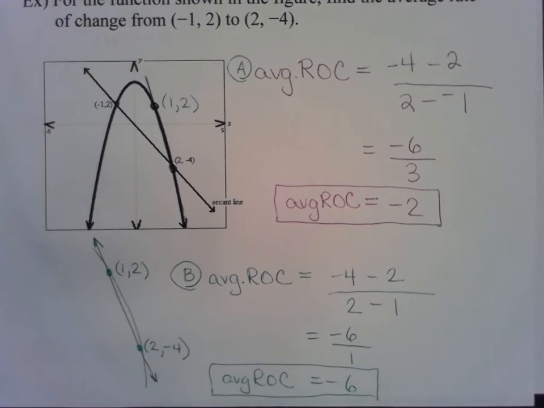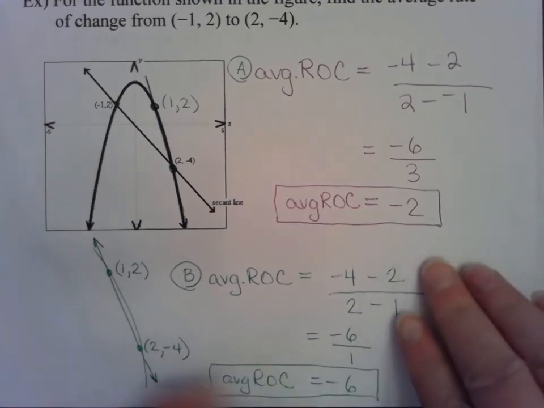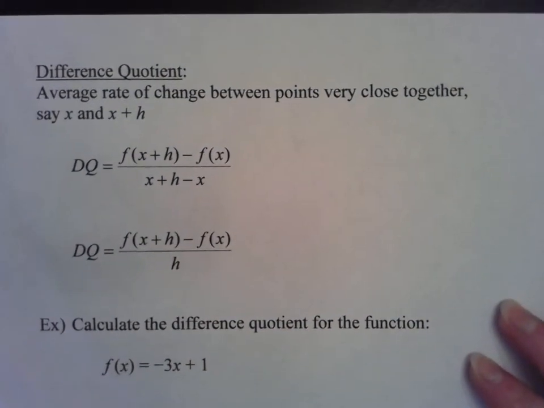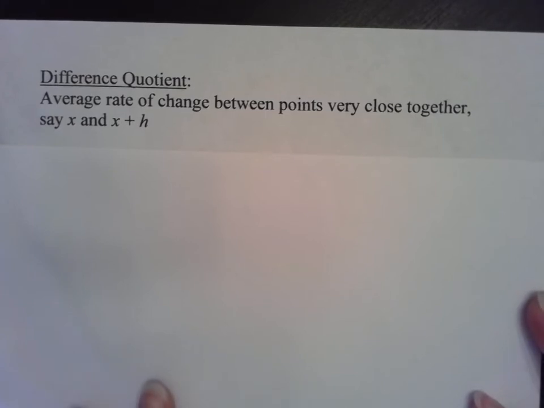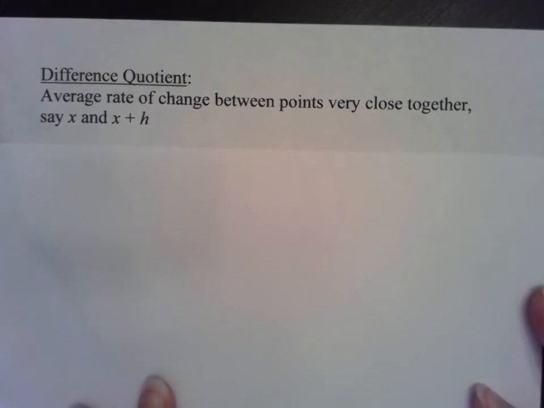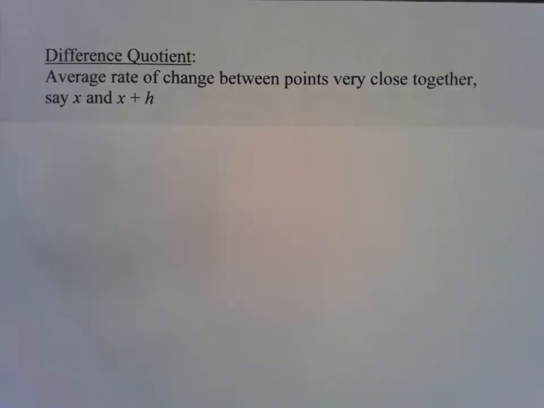There's another idea that's very similar to this that takes it one step further. It's not as specific with the points that we have here. It's a little bit more general, and in this case we will sometimes find a formula that we can use to calculate the slope of the line. So let's talk about the next idea. This is called the difference quotient. Okay, so the difference quotient is the average rate of change between 2 points that are very close together.